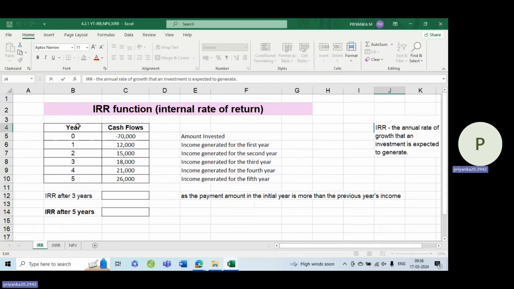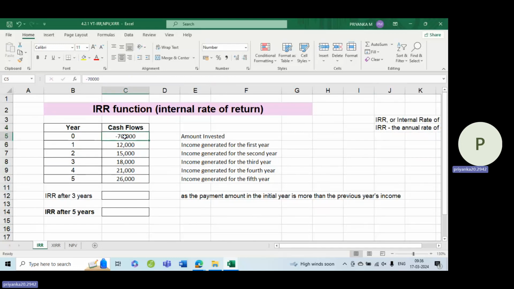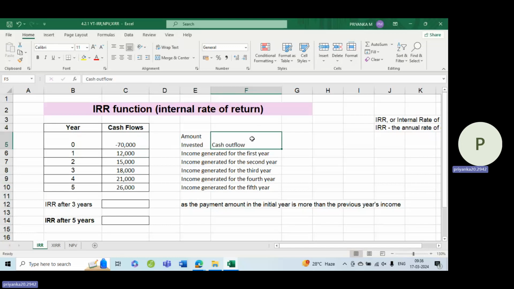Let us say I'm taking the zeroth year, which means the cash outflow. This is the amount which you are investing, your amount invested. So this is your cash outflow, and all the remaining things are your cash inflows, which is nothing but the income that is being generated in the consecutive years.